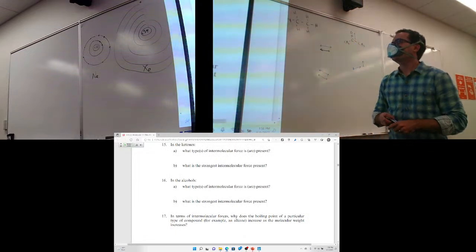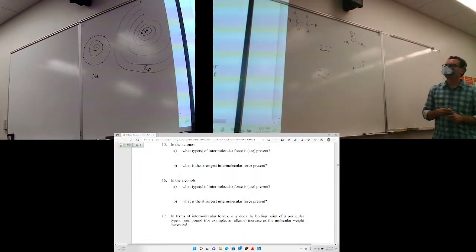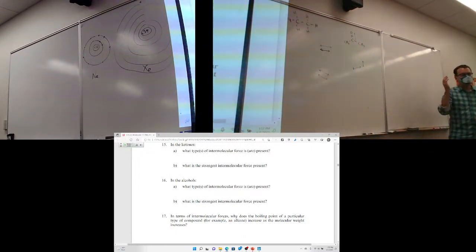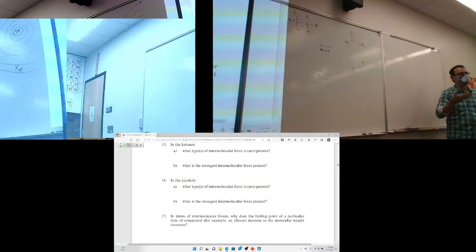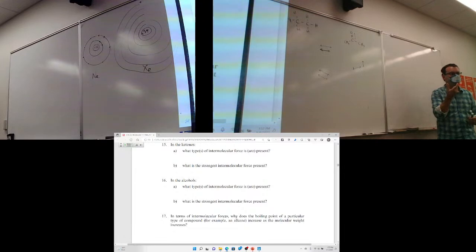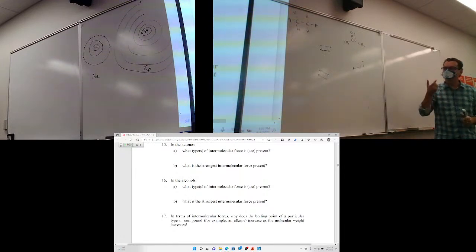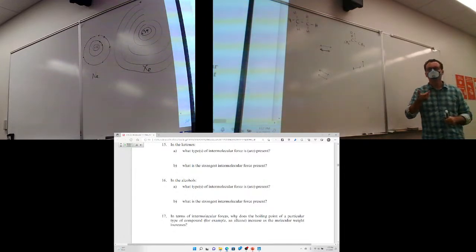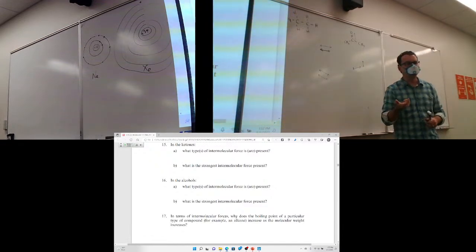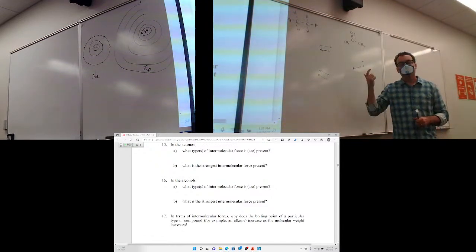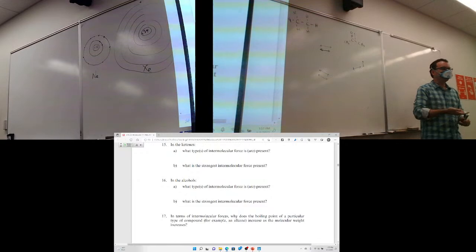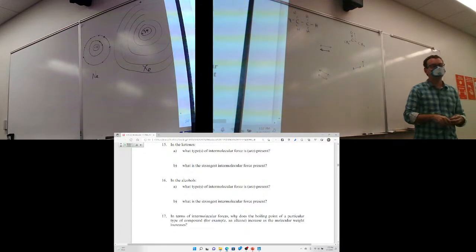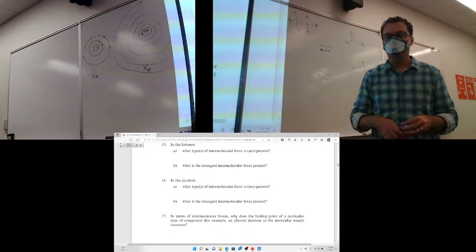Alcohols. What type of intermolecular force is present? Well, it's not dipole-dipole because it's the special kind. It's the hydrogen bonding. It's got an OH in it. So the fact that it has an internal OH bond means it does hydrogen bonding. But it also does London dispersion forces. Everything does them. And again, the strongest IMF in this case is the hydrogen bonding, not the London dispersion.